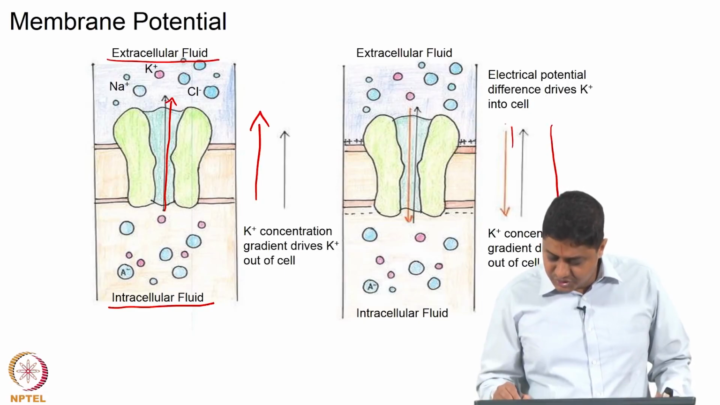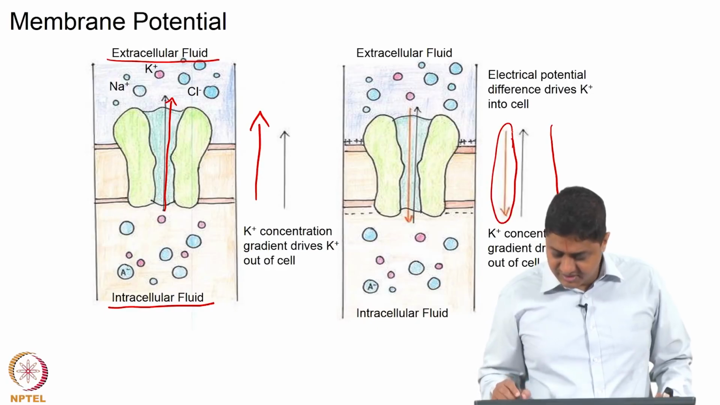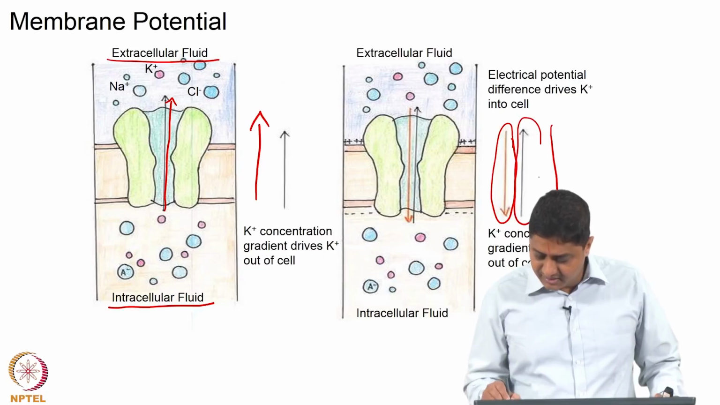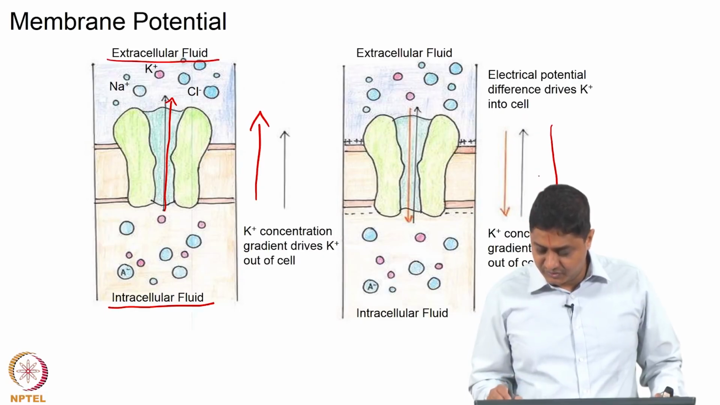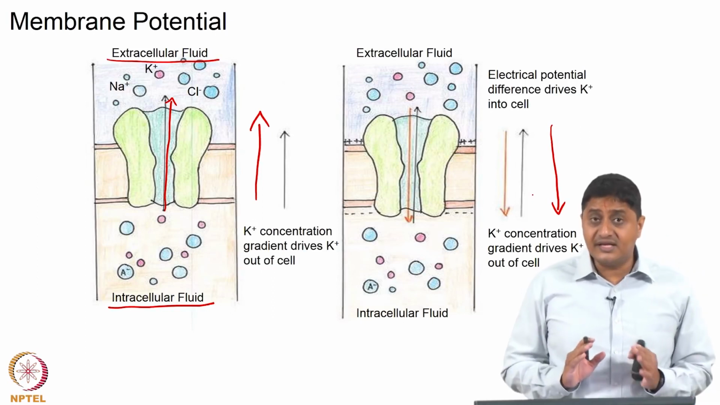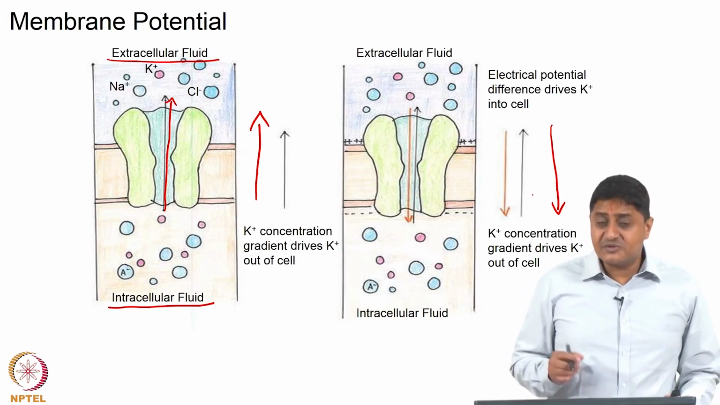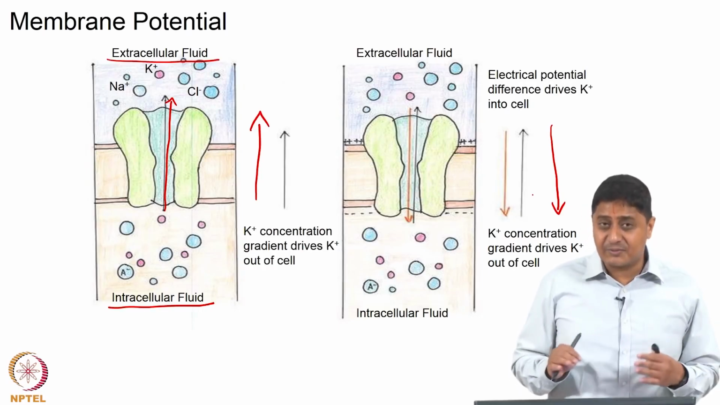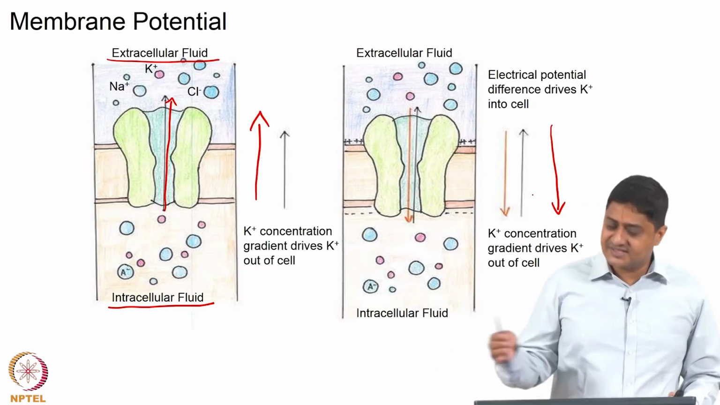That is why these two are in different colors. This is the electrical gradient and that is the concentration gradient, in two different colors. So, these two are against each other. That means there must be a point at which some sort of equilibrium must be achieved. What is that point? That is of interest for us. We will discuss that in future classes.